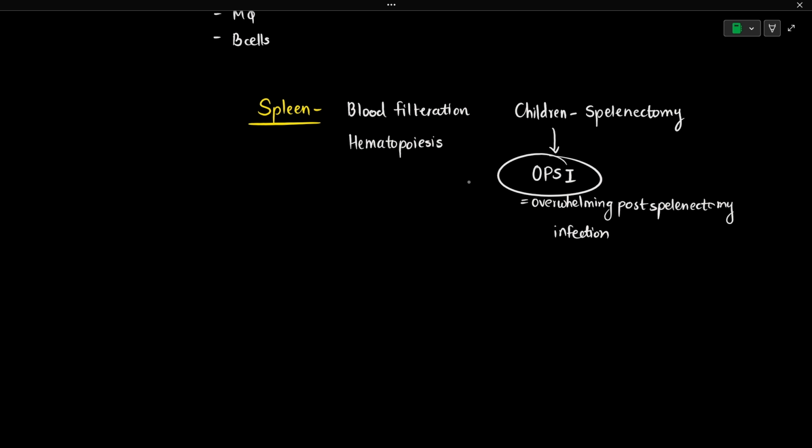And for discussing the spleen, let's first know about this tissue. This particular organ is a fist-sized organ, and it is very soft. So this is a soft, fist-sized organ which is present below your diaphragm.